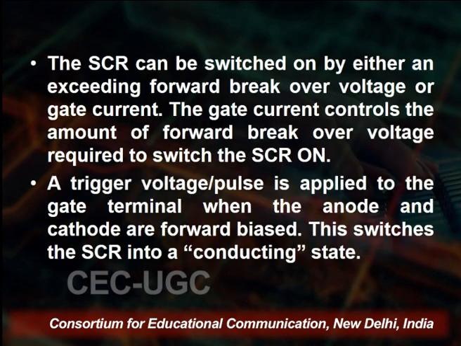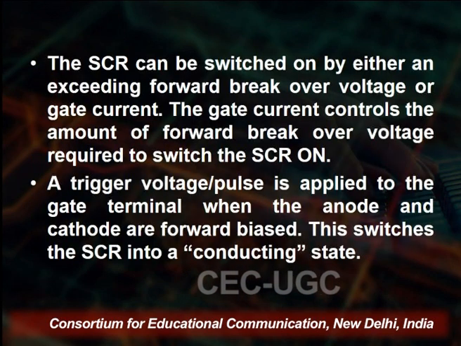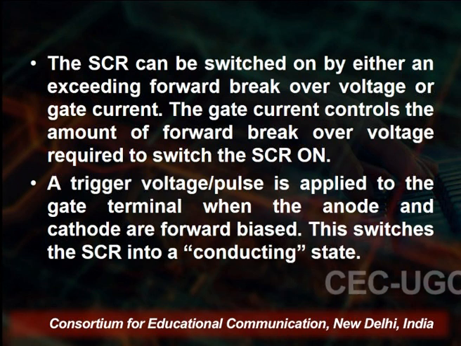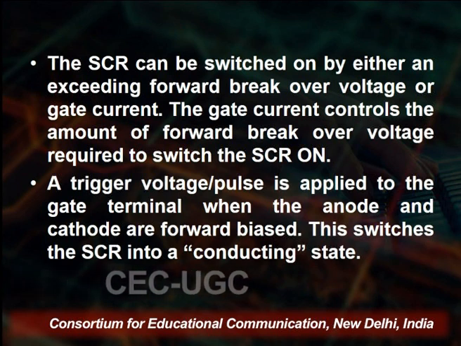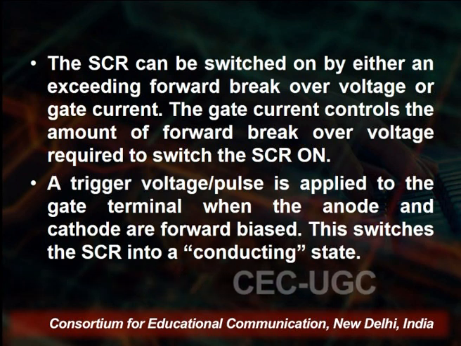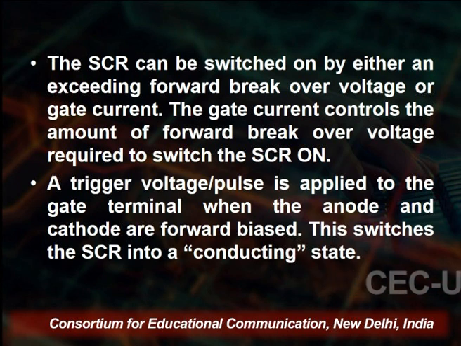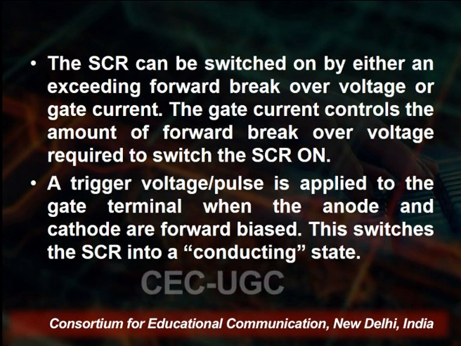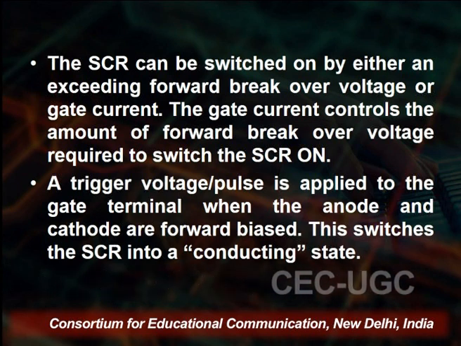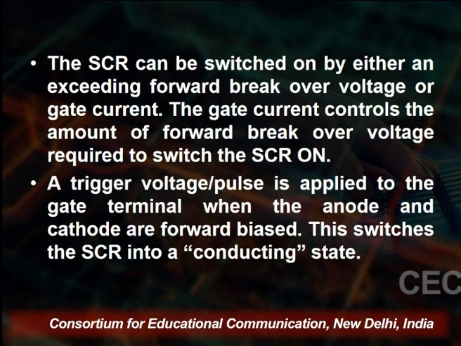The SCR can be switched on either by exceeding the forward breakover voltage or by the gate current. The gate current controls the amount of forward breakover voltage required to switch the SCR on. A trigger pulse is applied through the gate terminal when the anode and cathode are forward biased. This switches the SCR into the conducting state.